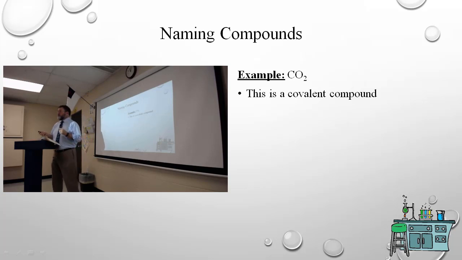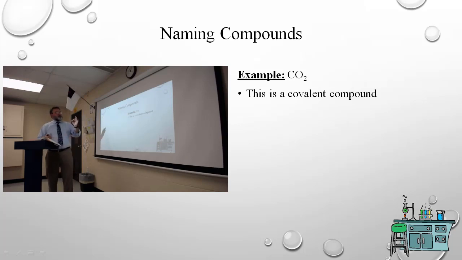CO2. It's a covalent compound, covalent molecule. Why? Carbon and oxygen are both nonmetals. It's covalent. And like I just said, there is more than one way to combine carbon and oxygen. So a CO and a CO2, they're different. They have to have different names because every compound has its own unique name.